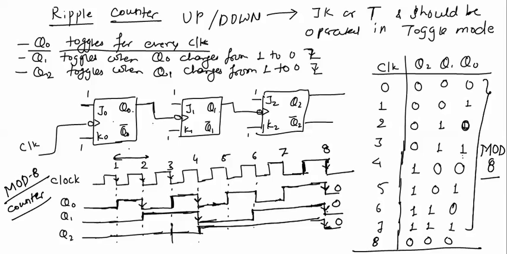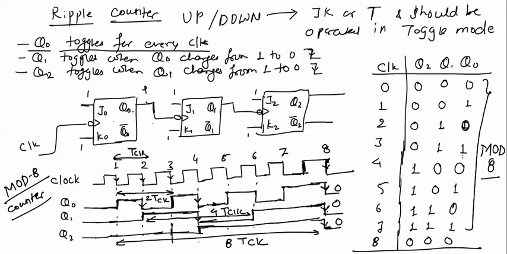Now this is the one time period T clock for the clock pulse. This is the time period for Q0, which is double the T clock. So this is 2 into T clock. This is the time period for Q1, which is 4 times T clock. And this will be the time period for Q2. This will be 8 into T clock.